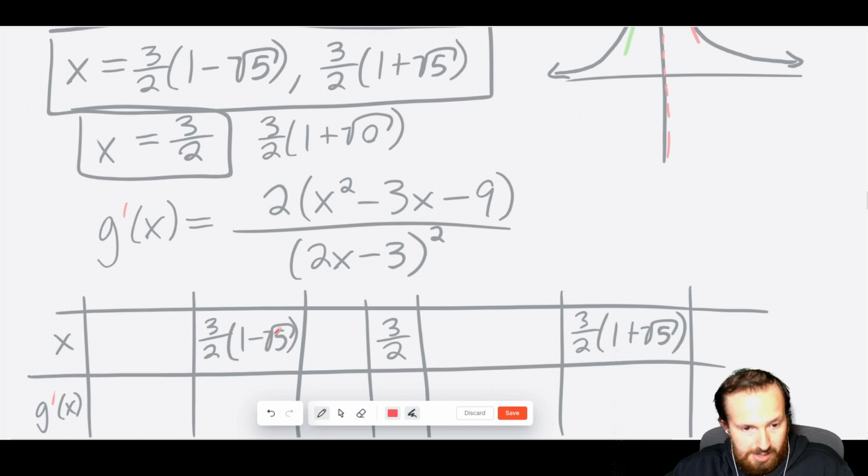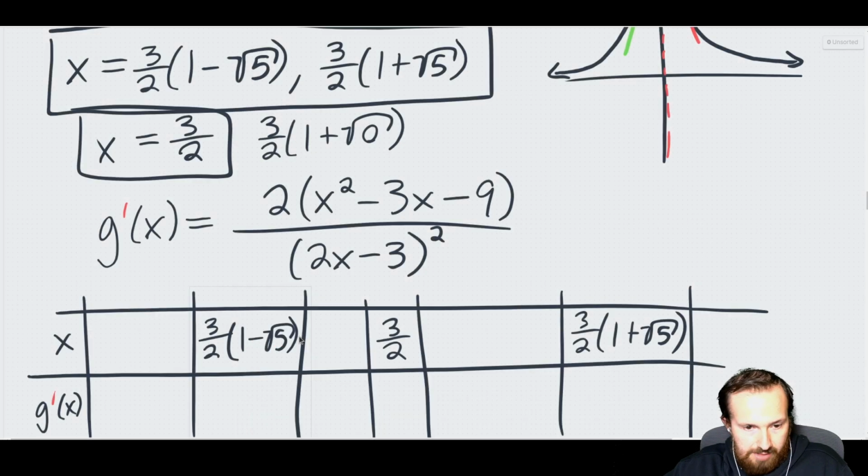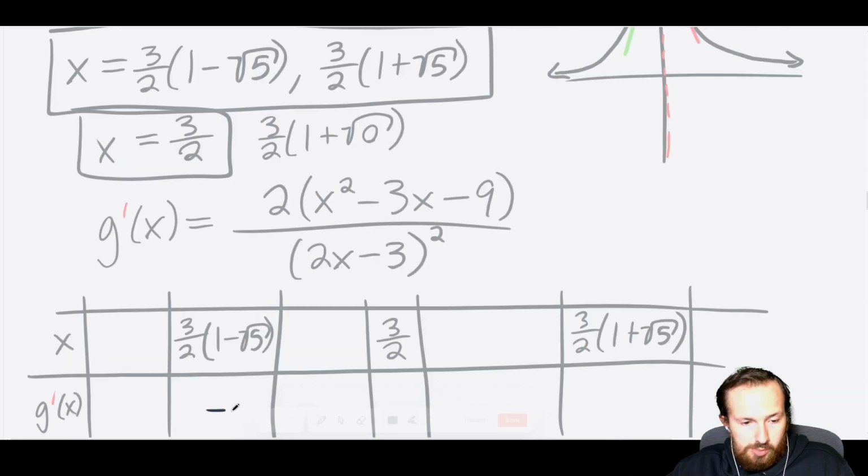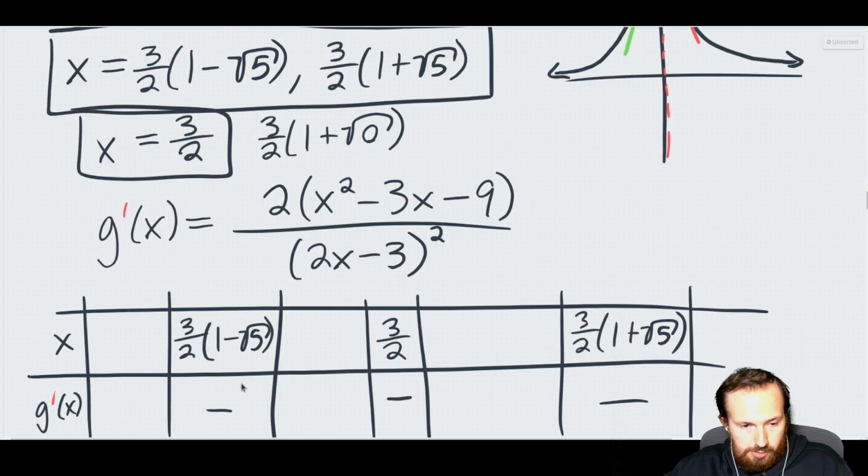So 3 halves minus some number has to be less than 3 halves. So we can think through that. And now what we want to do, so these are the only points we know that things can turn around. We don't really care about what the slopes are here or here. We know that the slope here is 0, and here actually does not exist, but we don't really care about that. We just care that those are spots where the slope could change.